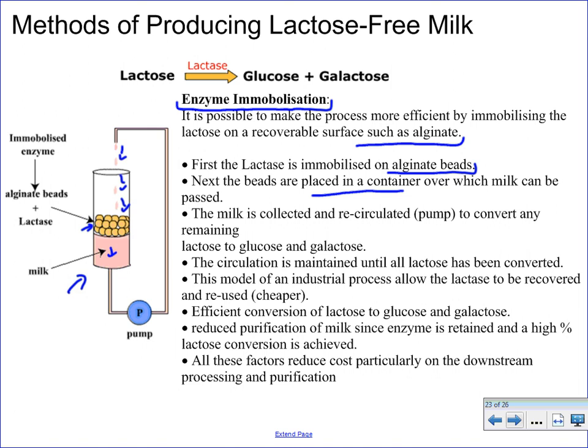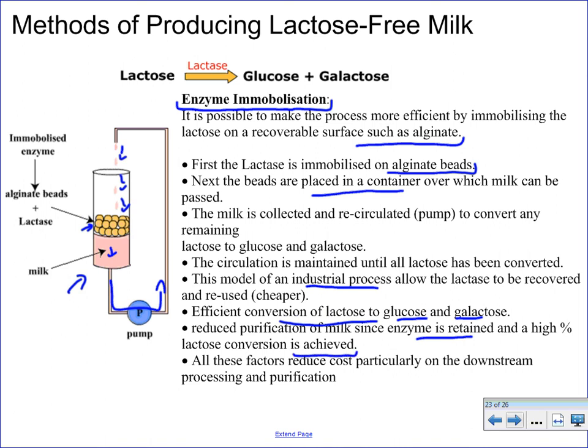So as the milk passes over those beads, the lactase that is present will break down the lactose. That milk can then be recirculated to ensure that all lactose is converted to glucose and galactose. So this model of an industrial process allows the lactase to also be recovered and reused, which makes the process cheap. We get an efficient conversion of lactose to glucose and galactose, and reduced purification of milk, since the enzyme is retained and a higher percent of lactose conversion is achieved.